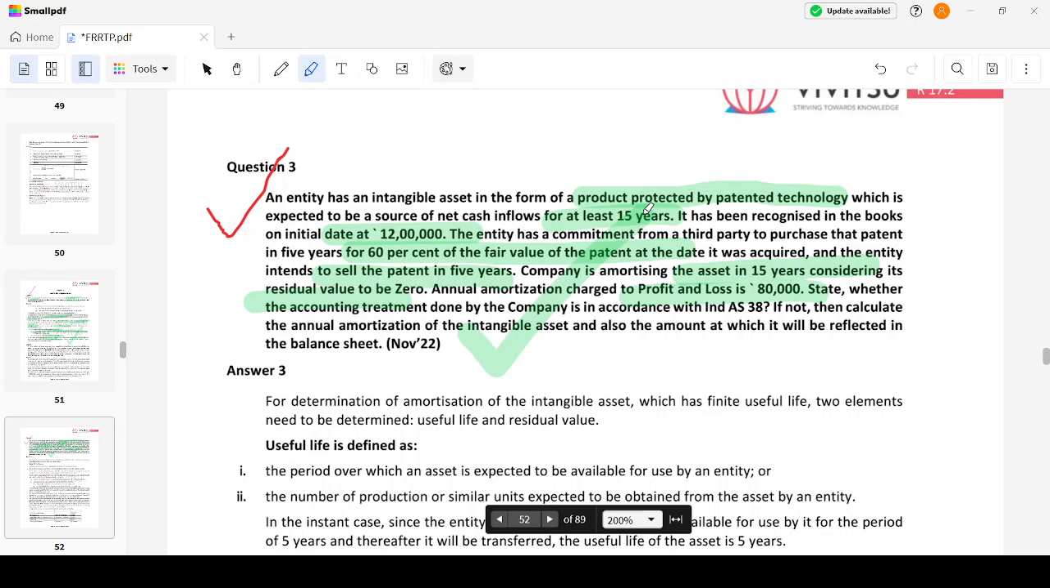See, useful life is entity specific. Useful life is entity specific. Assume. Okay, before we move on, let's take a look at something. How far is it related to the question? Let's see it out.